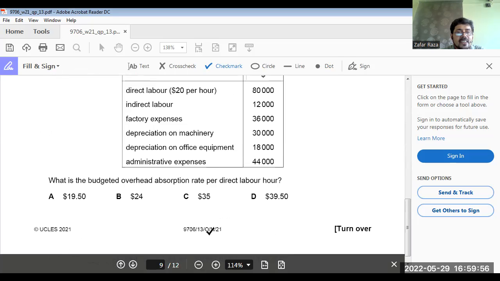25. Now, the following budgeted data is available. Direct labor 80,000. So what we have to do, if you divide 80,000 by $20, you get the hours. 80,000 divided by $20 means 4,000 hours. So we should remember 4,000 direct labor hours. Okay. Indirect labor is 12,000 plus factory expenses 36,000 plus depreciation on machinery 30,000. Total 78,000. We are not going to take depreciation of office equipment and administrative expense. Getting my point clear? Right. So 12, 36, 30, 78,000 divided by 4,000 is 19.5. Option A should be the answer.